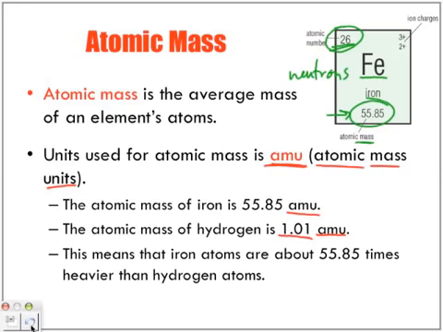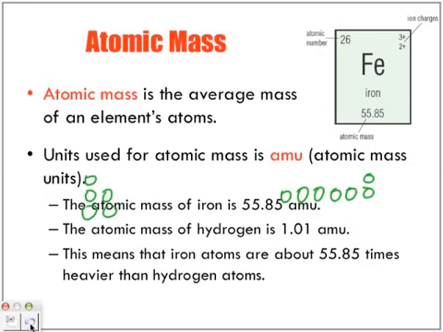What does that mean? It means that iron is 55.85 times heavier than hydrogen atoms. So whatever that atomic mass is, it means it's that many times heavier than hydrogen. We're always referring to hydrogen because hydrogen is the first element on the periodic table.